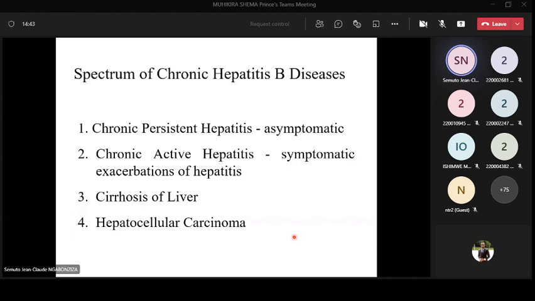And as a spectrum, we have chronic persistent hepatitis, iri asymptomatic, ikabirimo ariko nta kigutwaye nta kibazo. We have active hepatitis, which is symptomatic, of course, exacerbation of hepatitis, up to kageraho ikatera cirrhosis, then hepatocellular carcinoma. I think you will learn from other courses, ngira ngo muri pathology byiga izi modifications zigenda ziba.